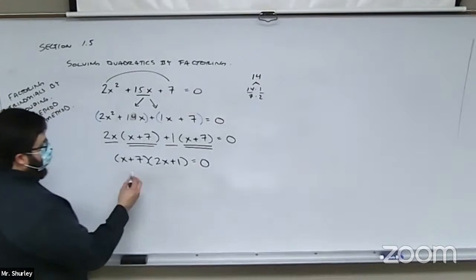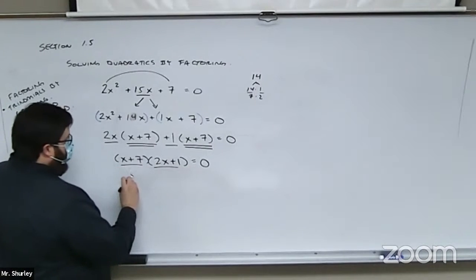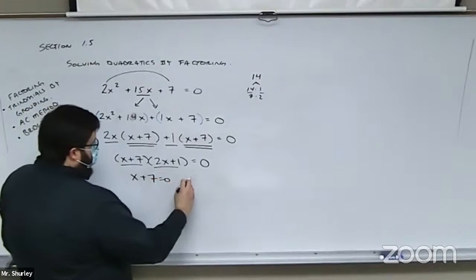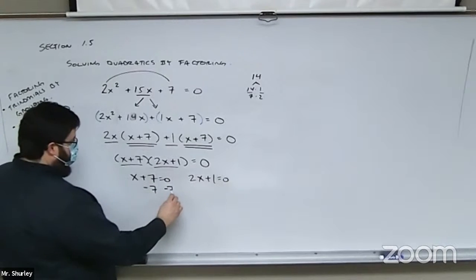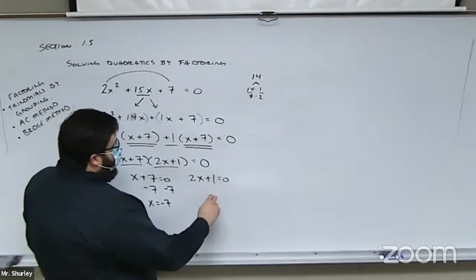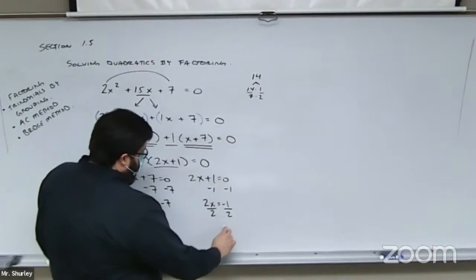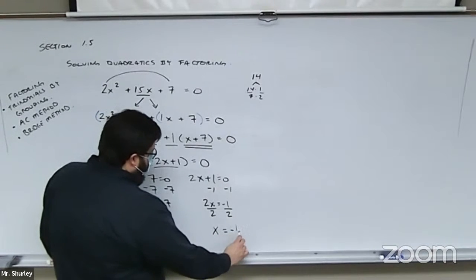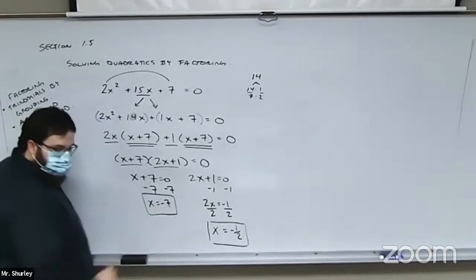So now, just like before, we've got this side factored. We're gonna set each one equal to 0. So I'm gonna subtract the 7. I get x equals -7. I'm going to subtract the 1 and divide by the 2. Can you guys see that down there online? Yes. Okay. Thank you. So x equals -1/2 and x equals -7.